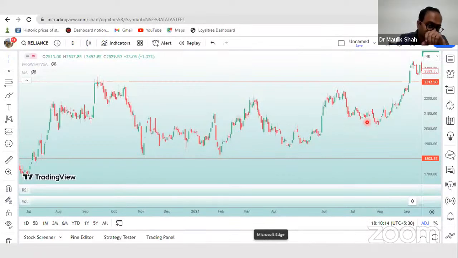Okay, so say for example, this is one chart. This is the chart of Reliance, maybe during 2021 or so. See, this is a lower place where the price has been coming down here and jumping back, coming down here and jumping back. So probably there is some demand at this level of 1800.